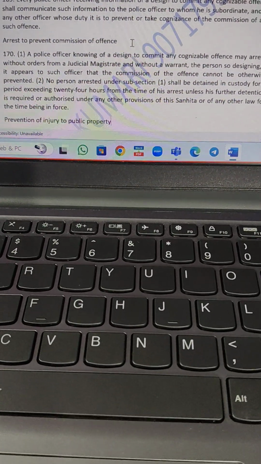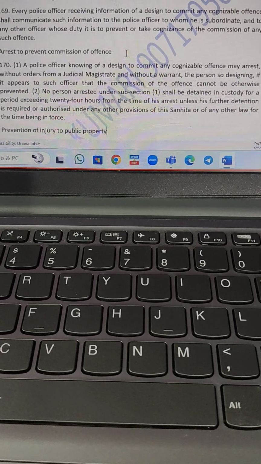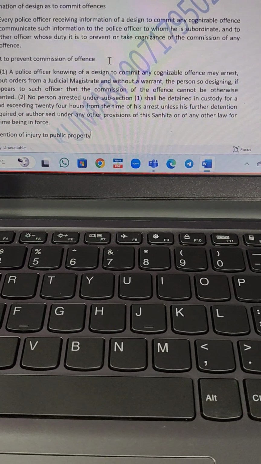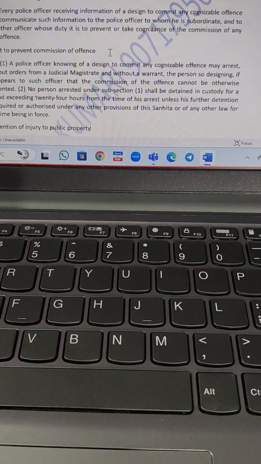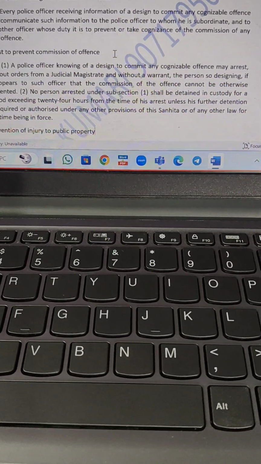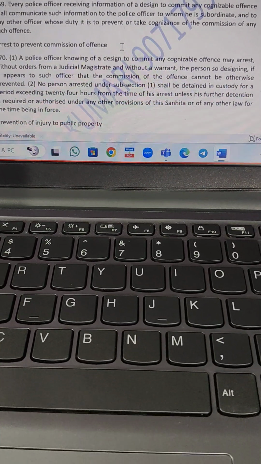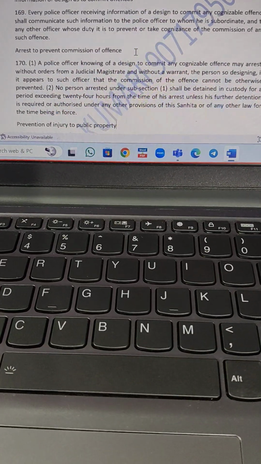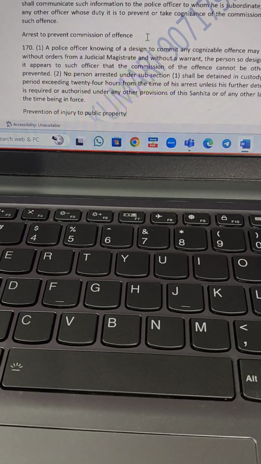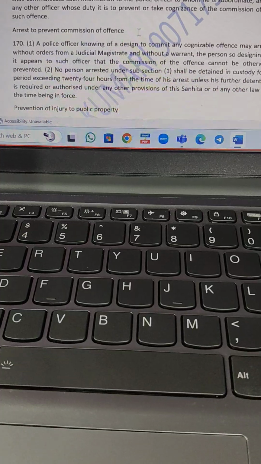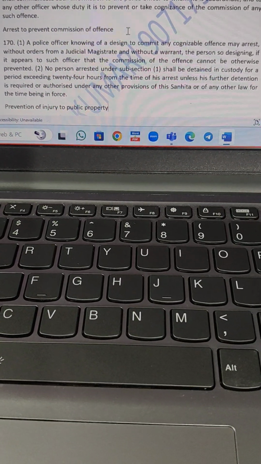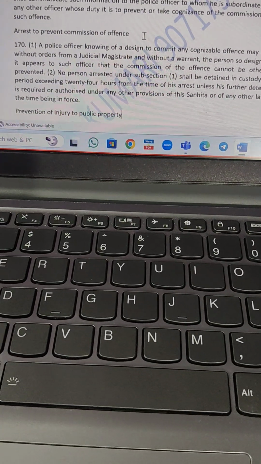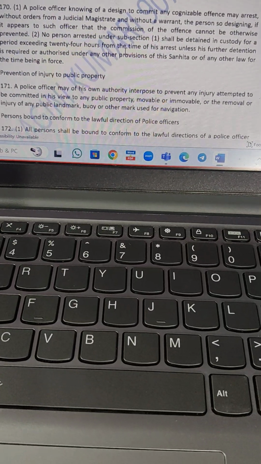Please underline. So even if you are arresting that person, you cannot detain that person. You have to present that person before the magistrate within 24 hours from the time of the arrest, unless his detention is required or authorized under the other provisions of the Sanhita or any law for the time being in force.